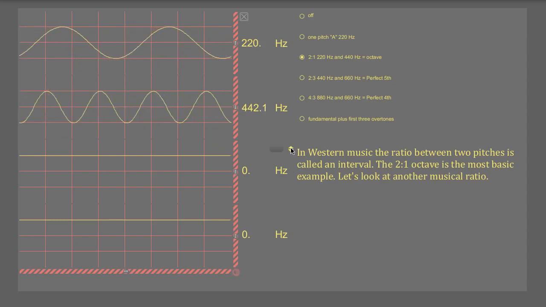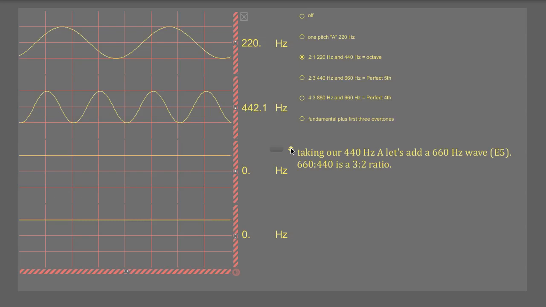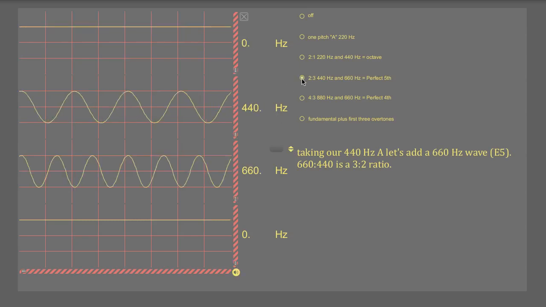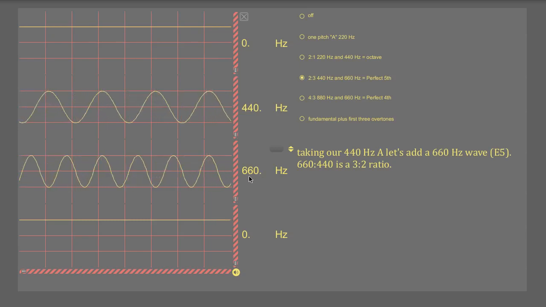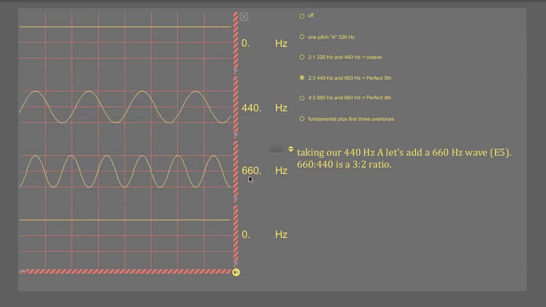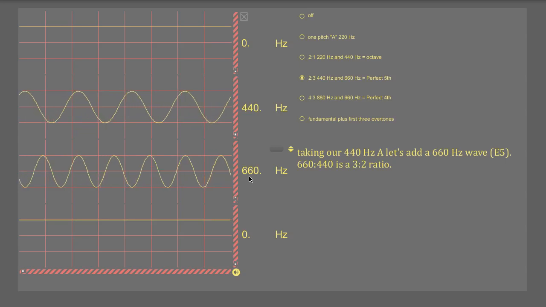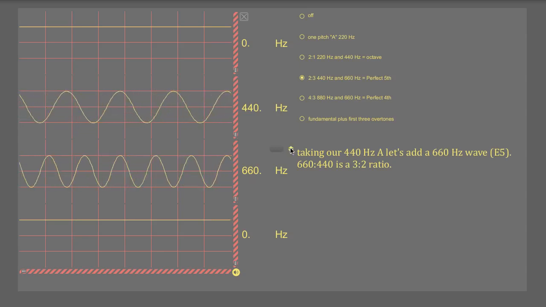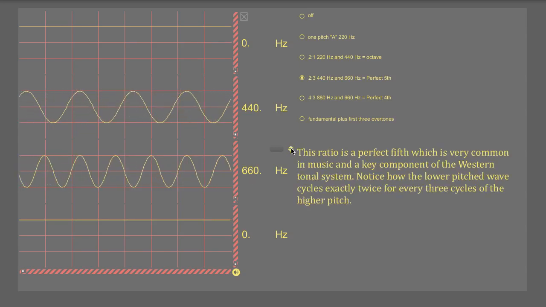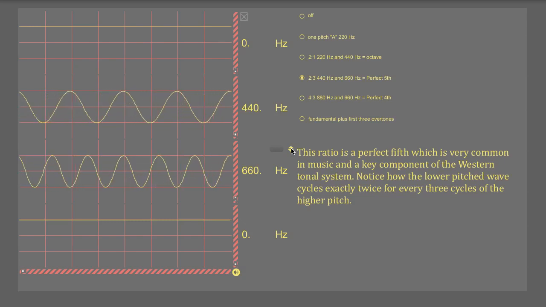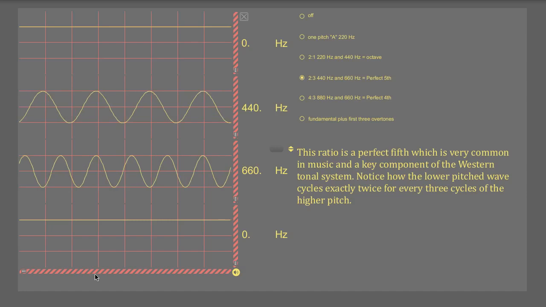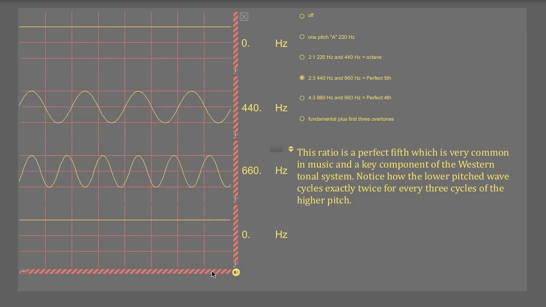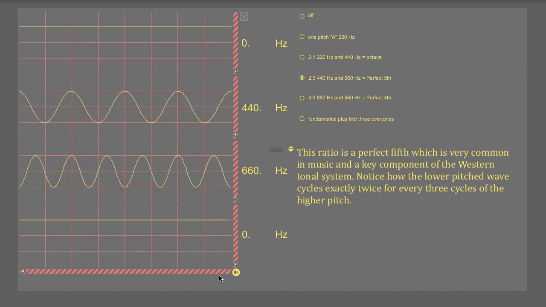Now let's look at another musical ratio. Taking our 440 Hertz A, let's add a 660 Hertz wave. This is called E5 in our pitch system. 660 to 440 is a 3-to-2 ratio. This ratio is a perfect fifth, which is very common in music and a key component of the Western tonal system. Notice how the lower pitched wave cycles exactly twice for every 3 cycles of the higher pitch.